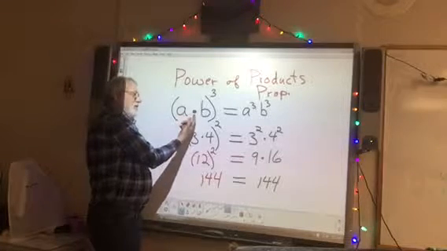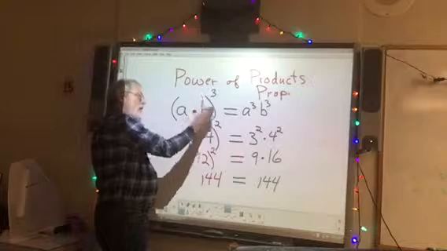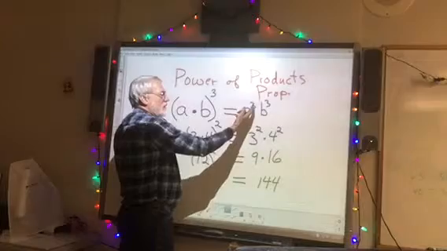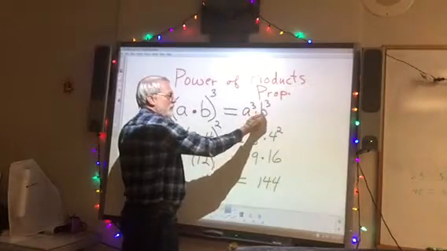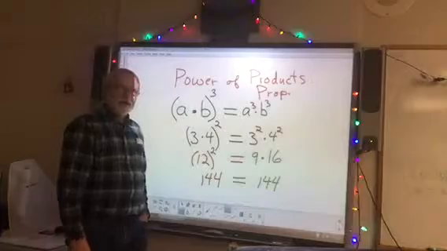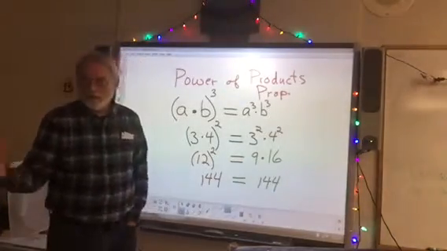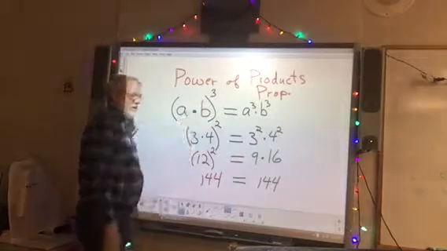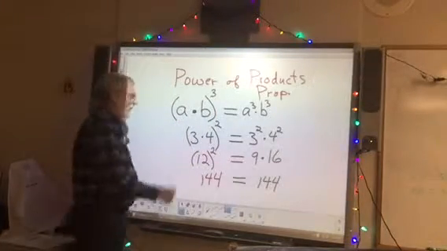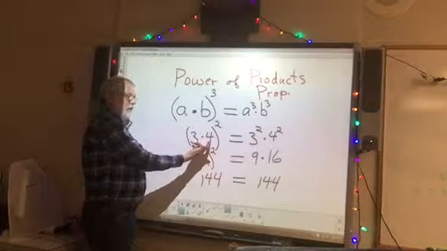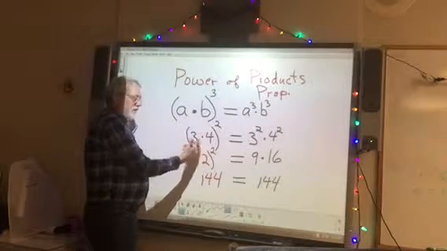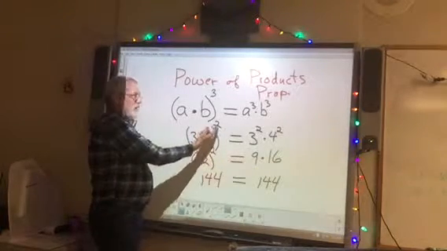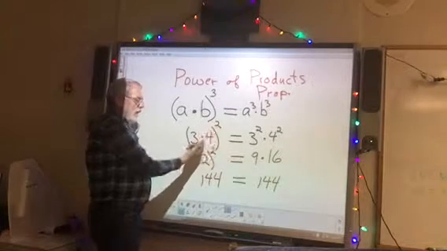So if we have a times b raised to the third power, what we have is a to the third power times b to the third power. It's kind of like the distributive property, where you're distributing this 3, this exponent, to each of the bases that are factors. 3 times 4, that product raised to this power. So it's the power of a product.